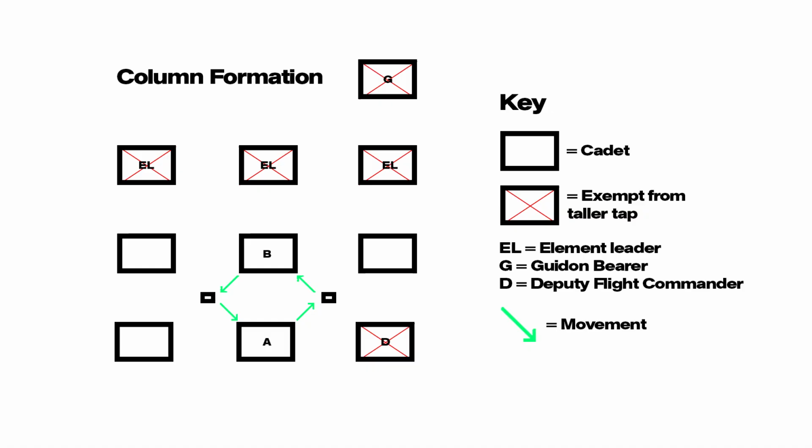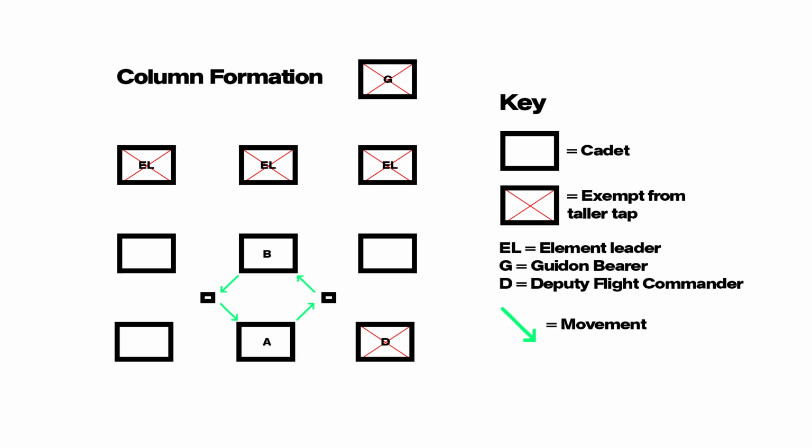Taller tapping is done 3 times. First in column formation, then in inverted line formation, and then column formation one more time. In each formation, there are exceptions for who is taller tapped. For example, in column formation, the guidon bearer, element leaders, and deputy flight commander are not taller tapped as they need to remain in their position. Looking at the illustration, the guidon bearer, element leaders, and deputy flight commander are crossed out in red to indicate that they are exempt from taller tapping in column formation.